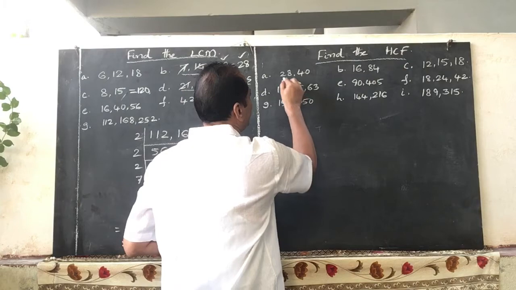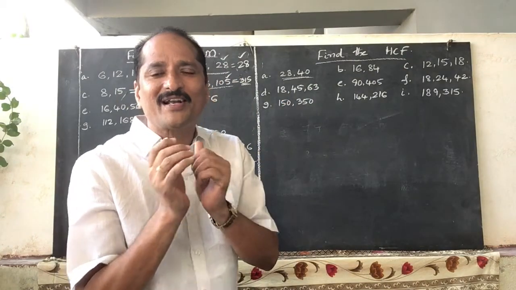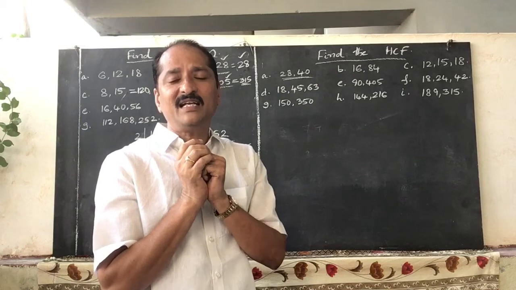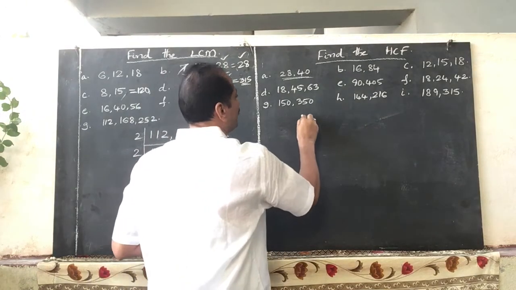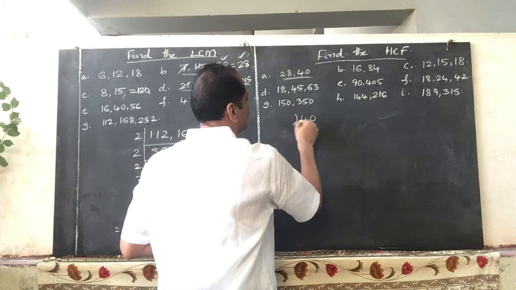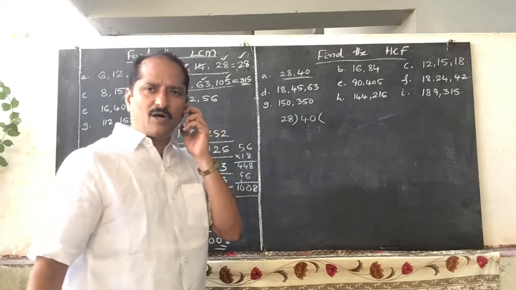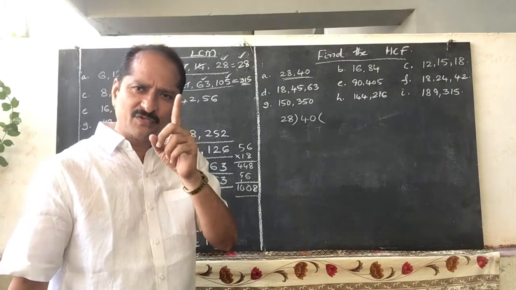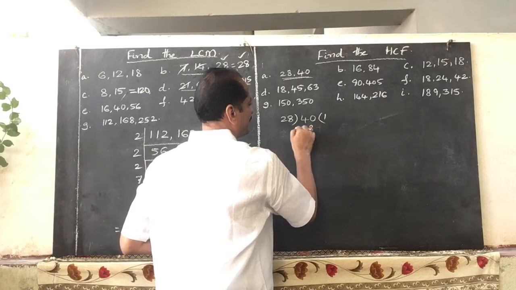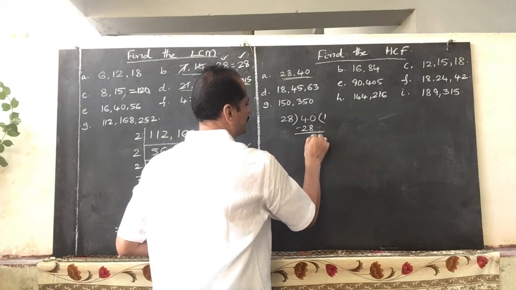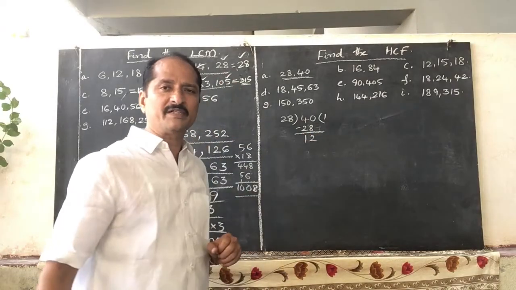Now, in 28 and 40, divide the greater number by the smaller number. That is, divide 40 by 28. How many 28s are there in 40? One 28 is there. 40 minus 28: 10 minus 8 is 2, 3 minus 2 is 1, so 12. 12 is the remainder.